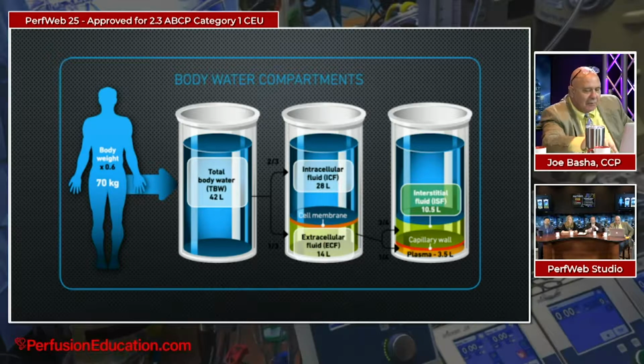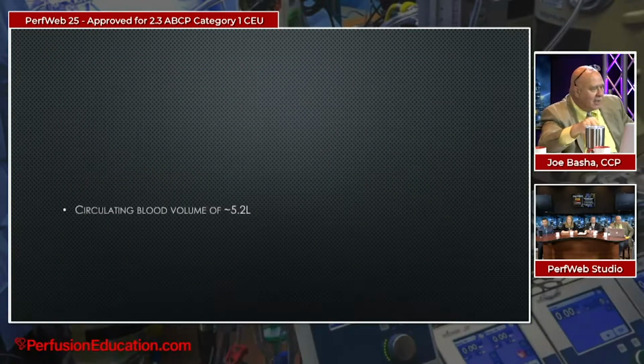So if you add the red blood cells into that, assuming a hematocrit of, let's say, 45, then our circulating blood volume of that patient is going to be about 5.2 liters. All right, next slide, please.